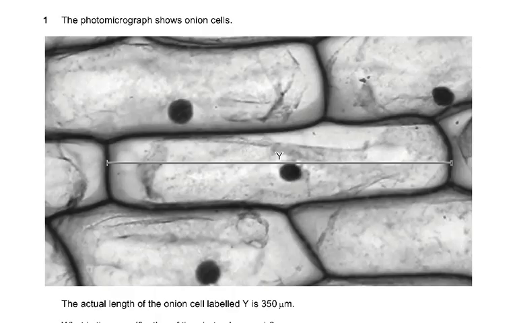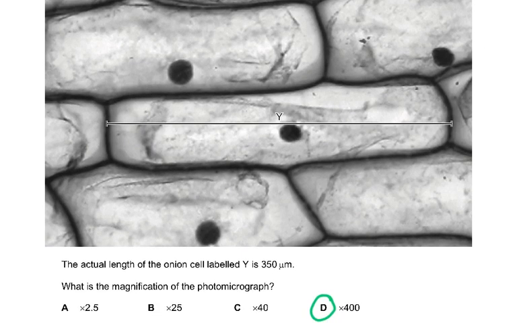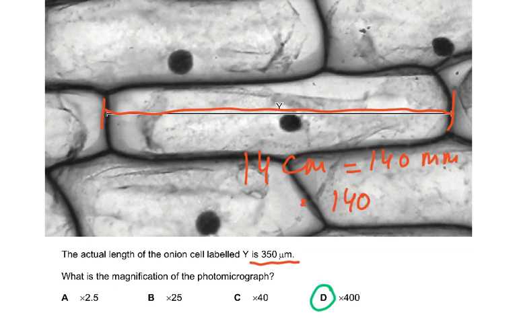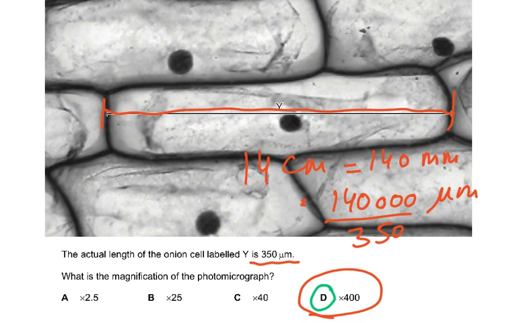It says the photomicrograph shows onion cells, and the actual length of the onion cell labeled Y is 350 micrometers. So now if you do a simple calculation, you measure this whole length and say this is 14 centimeter. So 14 centimeter is equal to 140 millimeter. Now you put in 3 more zeros, then this becomes micrometer, and then you divide it by 350, and the answer is 400. So this is how you were supposed to calculate this and find out.